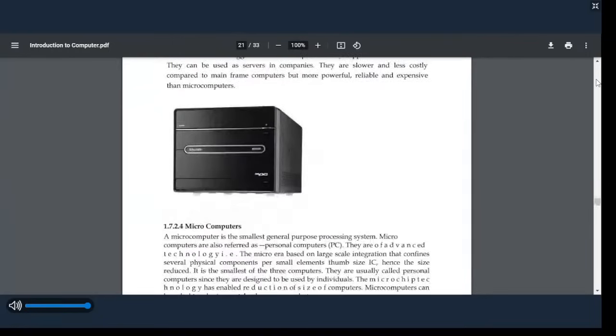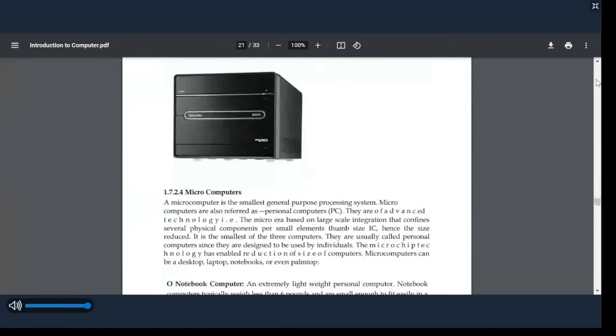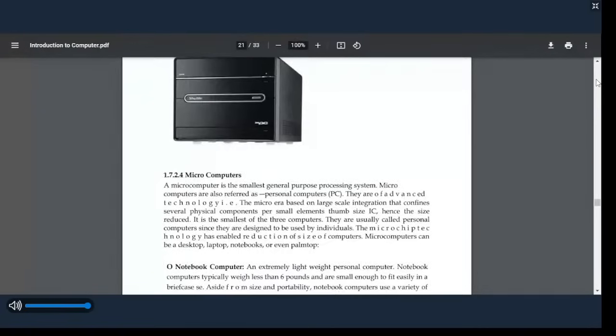So a microcomputer is the smallest general purpose processing system. Microcomputers are also referred to as personal computers. They are of advanced technology, i.e., the micro era based on large scale integration that confines several physical components per small element size integrated circuits. Hence, the size is reduced. It is the smallest of the three computers. They are usually called personal computers since they are designed to be used by individuals. Microchip technology has enabled reduction of size of computers.